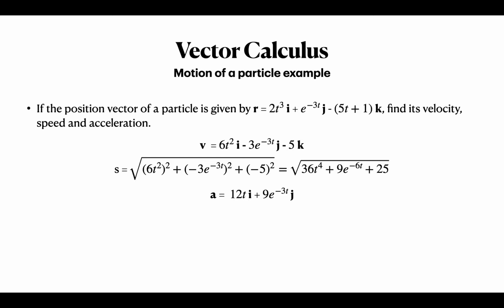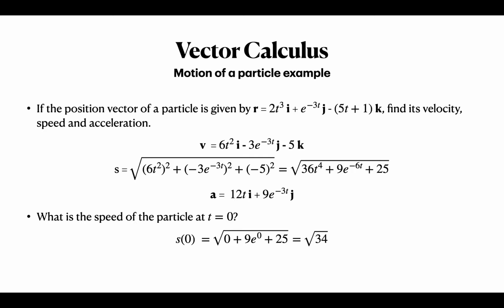Now, sometimes I could ask you to evaluate one or more of those quantities at some time. And then all you do, guys, is you replace the t by whatever value I'm interested in. So if I want the speed at t equal to 0, it's this simple. You replace t by 0, and t to the power 4, 0 to the power 4, is 0. Exponential of 0 is 1. So I get the square root of 34. That's it.